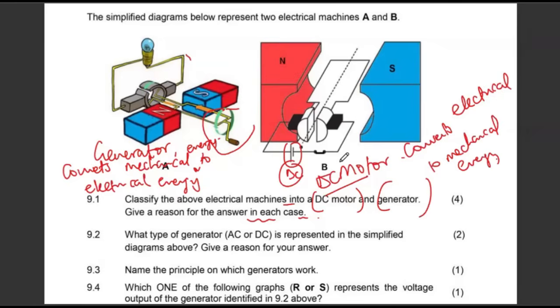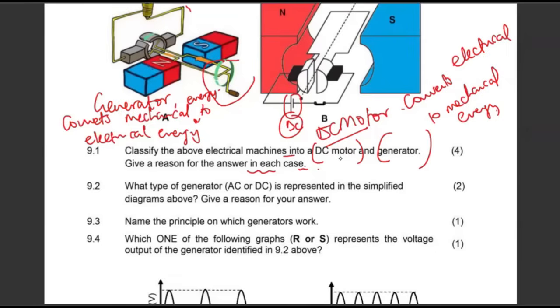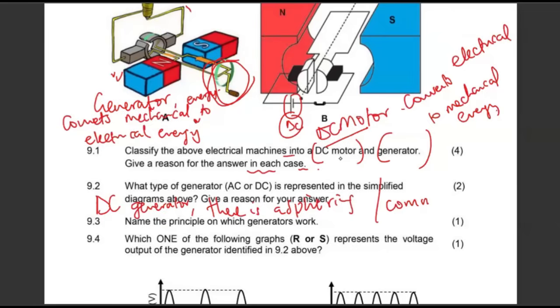Okay, the 9.2, what type of generator is represented? So what type of generator is this? Now, with this generator, we are using the manual approach. So it's going to be a DC generator. But the manual part is not the reason. The reason it's a DC generator is because of the split ring. A split ring, we call it a commutator, or sometimes a split commutator.